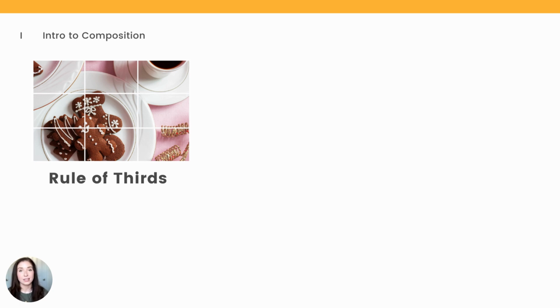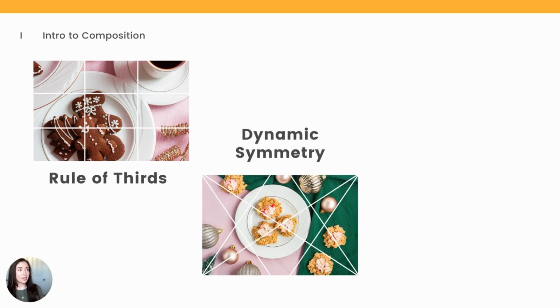all-purpose composition. Next I want to touch on dynamic symmetry. You may also hear people refer to this particular composition as diagonal lines. With dynamic symmetry, there are multiple diagonal lines that are crossing the image.